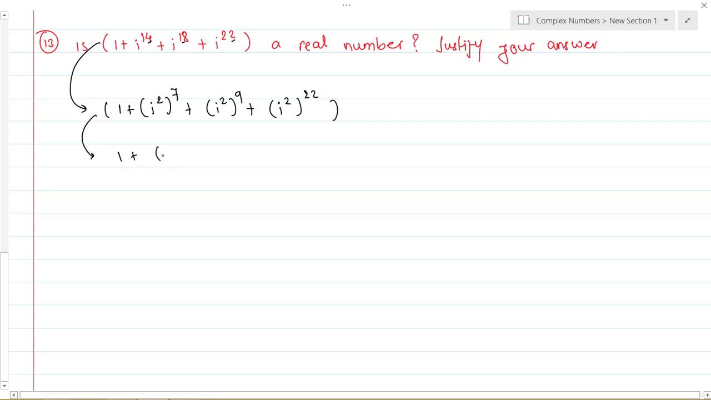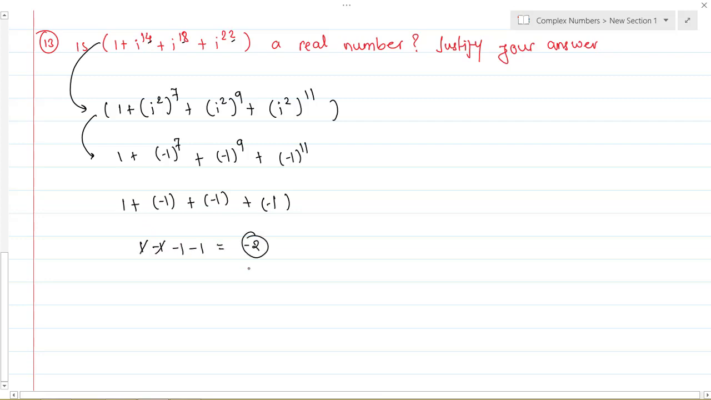So this is 1 plus (minus 1) to the power 7 plus (minus 1) to the power 9 plus (minus 1) to the power, oh, it should be 11. Then we have 1 plus minus 1, since minus 1 to an odd power is minus 1, plus minus 1, again an odd power, is minus 1, plus minus 1, again minus 1. So what you are getting is 1 minus 1 minus 1 minus 1, these two cancel out, so this is equal to minus 2. Tell me, is minus 2 an odd number, a real number or an imaginary number? It's a real number. There is no iota there.